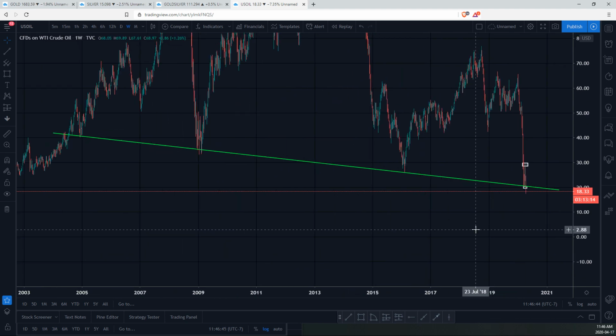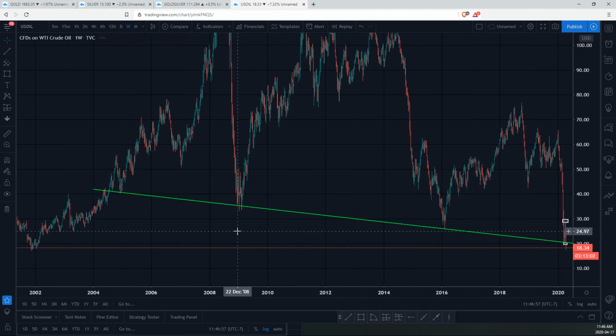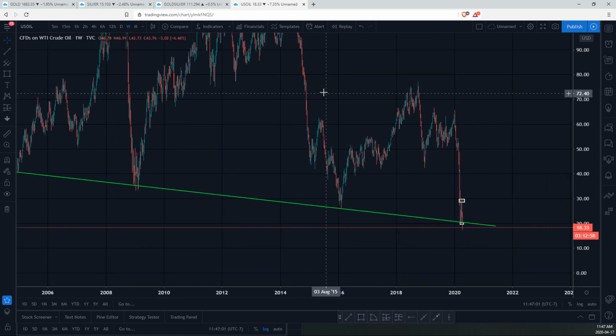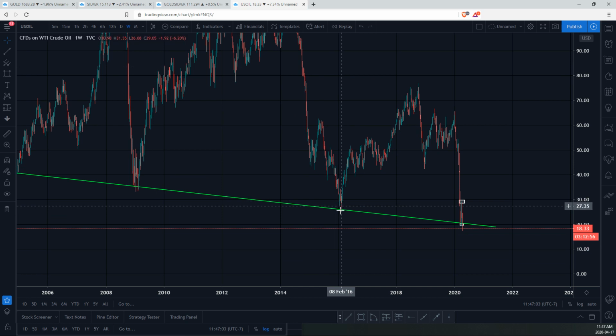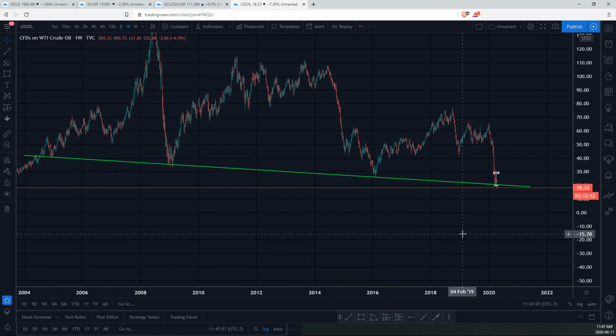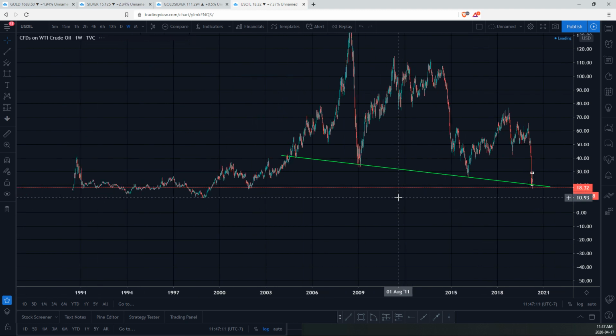On the weekly, we have a very, very long-term, well-respected descending support that we initially tested back in June of 2004. We tested it as a low after that massive crash in 2008. And then we see it test again after that massive crash in 2014. And then yet again, we're testing this zone. But if we actually break this zone, we're probably going to be hitting some massively low numbers here.